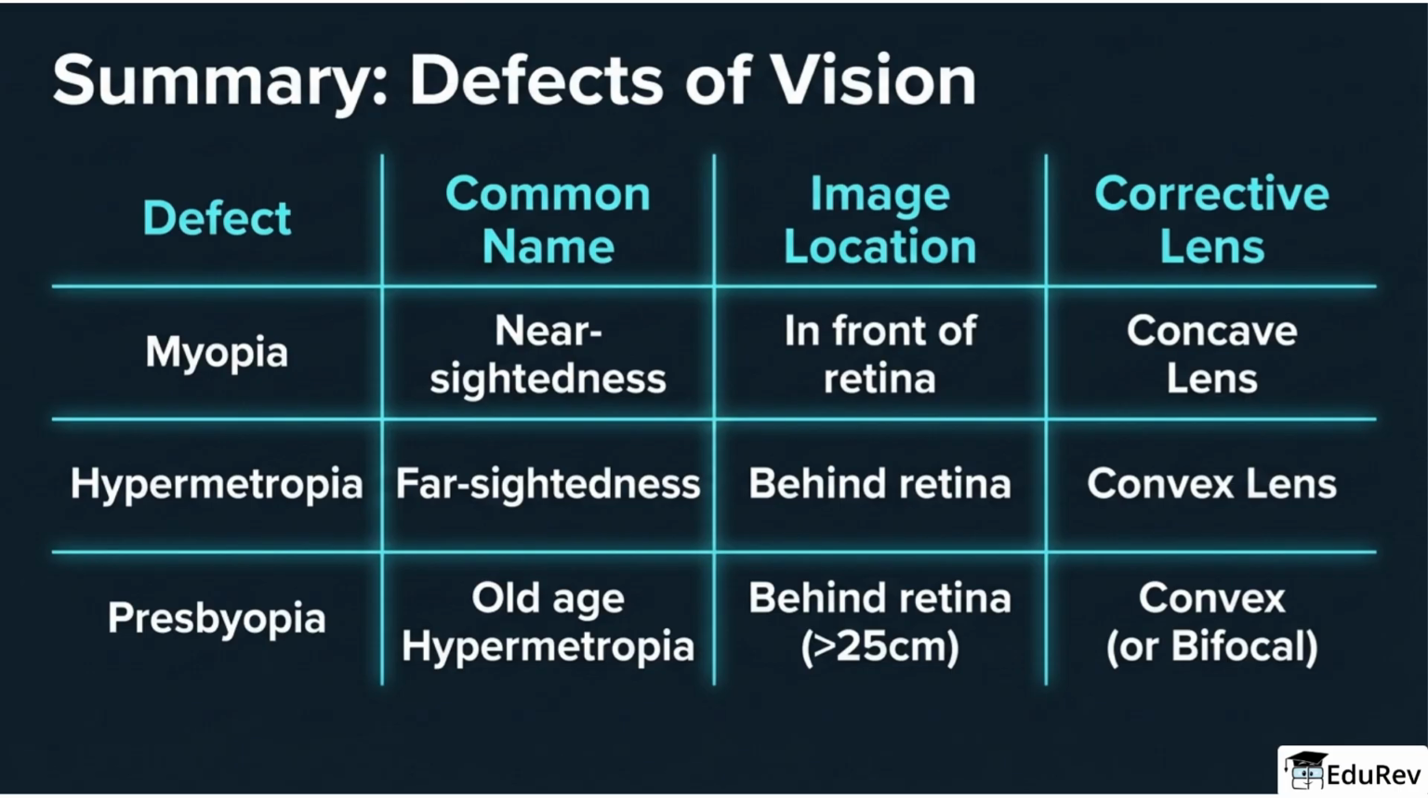Here is a quick summary of the defects of vision we just covered. Myopia, or nearsightedness, occurs when the image is located in front of the retina and is corrected with a concave lens. Hypermetropia, or farsightedness, occurs when the image is located behind the retina and is corrected with a convex lens. Finally, presbyopia, or old age hypermetropia, occurs when the image is located behind the retina, making the near point greater than 25 centimeters, and is corrected using a convex lens, or bifocals if combined with myopia.